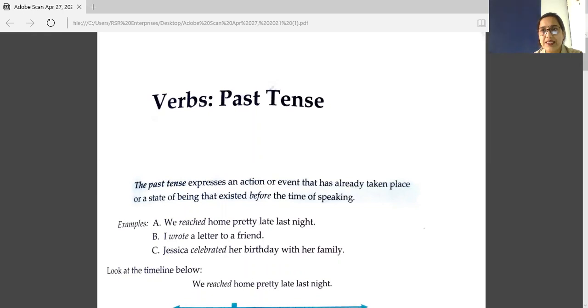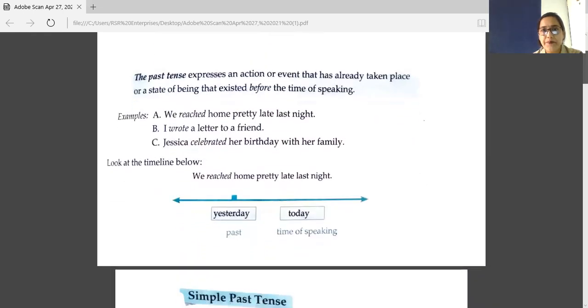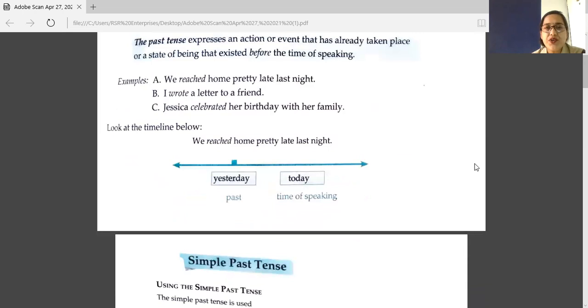Now let's see this timeline. What's there? We reached home pretty late last night. So this is the time of speaking today. This is the time of speaking. And this action that is reached happened before this time of speaking, that is yesterday or the last night. So this is past tense. Any action occurred before the time of speaking, that is past tense. There we use past tense.